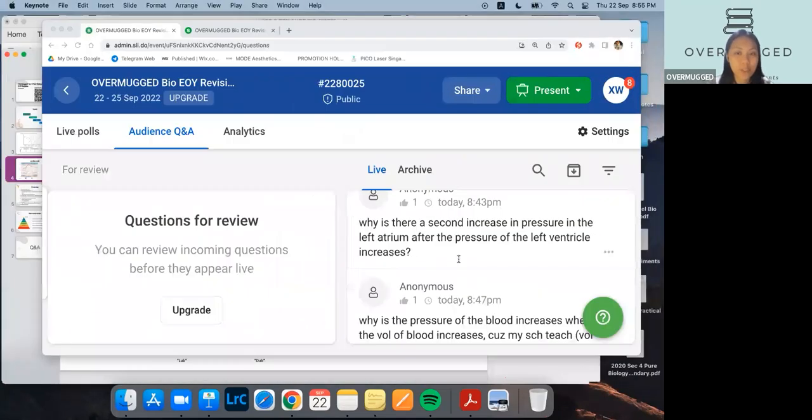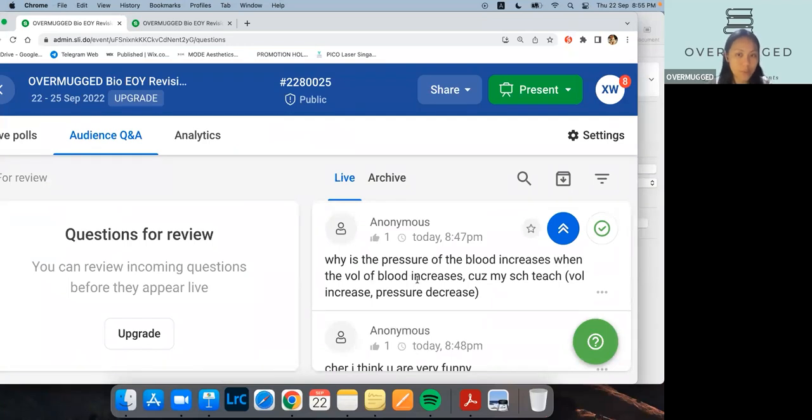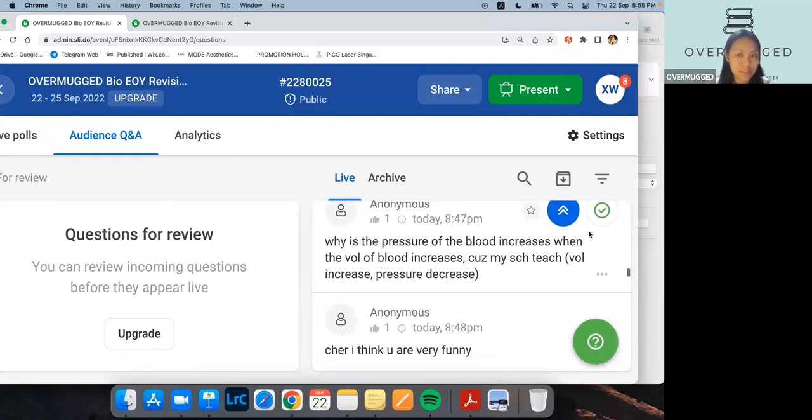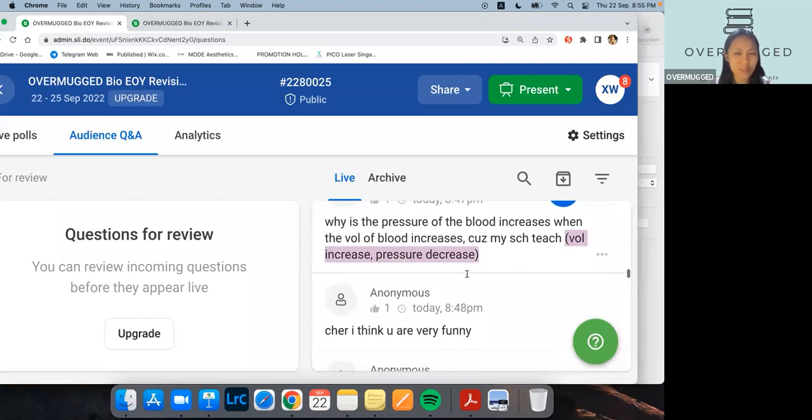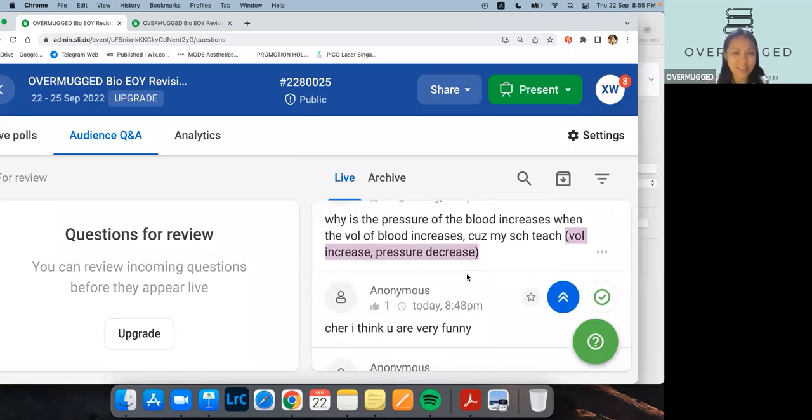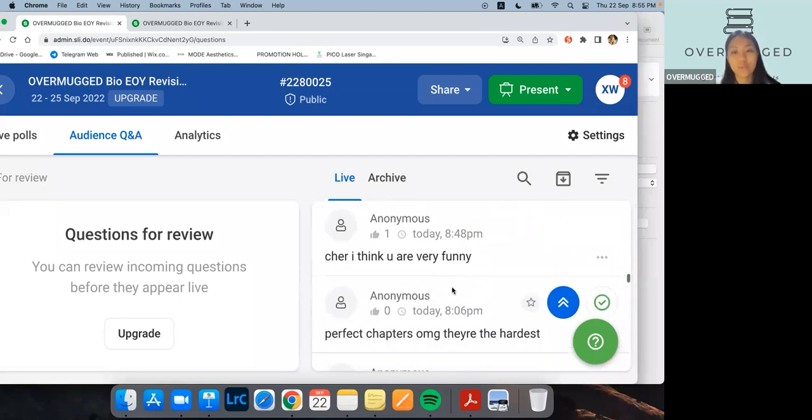Why does the pressure of blood increase when the volume... This one, you're talking about volume increase, pressure decrease. You're talking about the lung, right? Because that is the lung. But the pressure here is different. The air pressure versus the blood pressure is a different idea. So I think when you think of volume increase, pressure decrease, it could potentially be your lung pressure that you're thinking of. Yeah. Thank you.